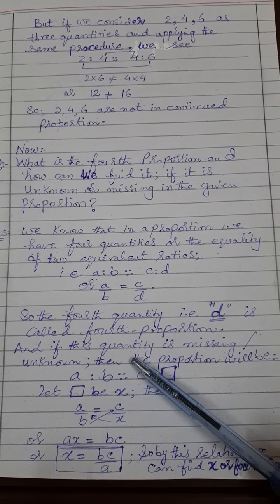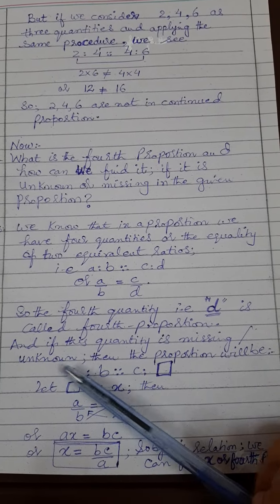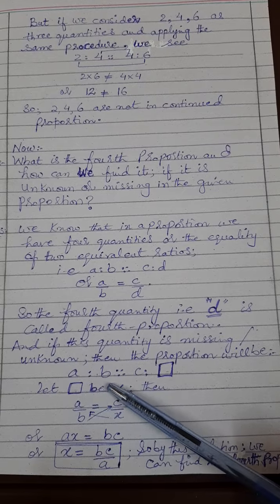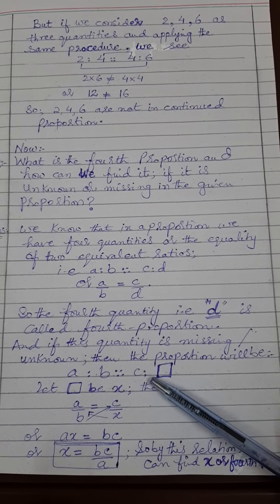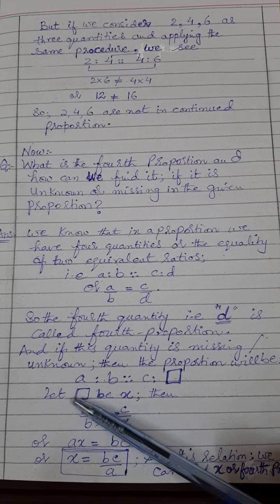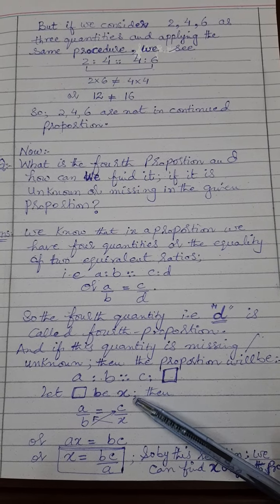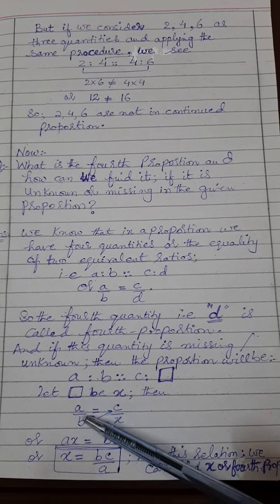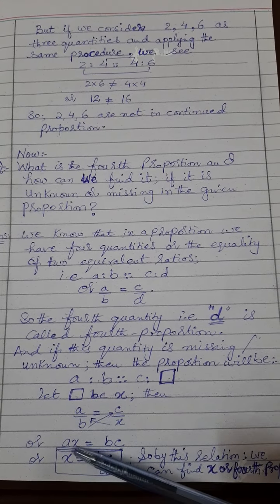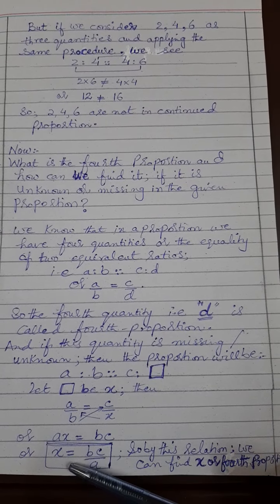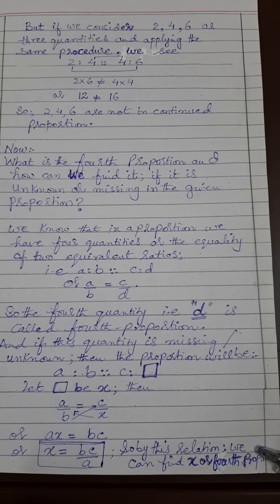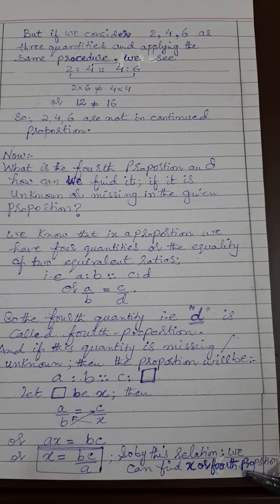And if this quantity is missing or unknown, then the proportion will be, you will see in this question, I am writing A ratio B proportion C ratio, and the box stands for the unknown, which is the fourth quantity D. So let me take this box as X, and then in the cross multiplication we write A by B equals C by X, and the result will be AX equals BC and X equals BC by A. So by this relation we can find X, the fourth proportion.